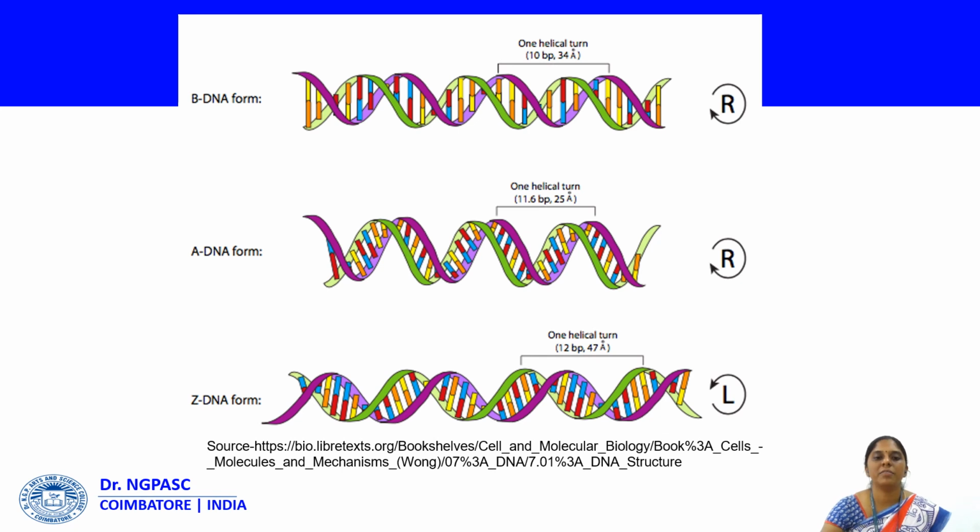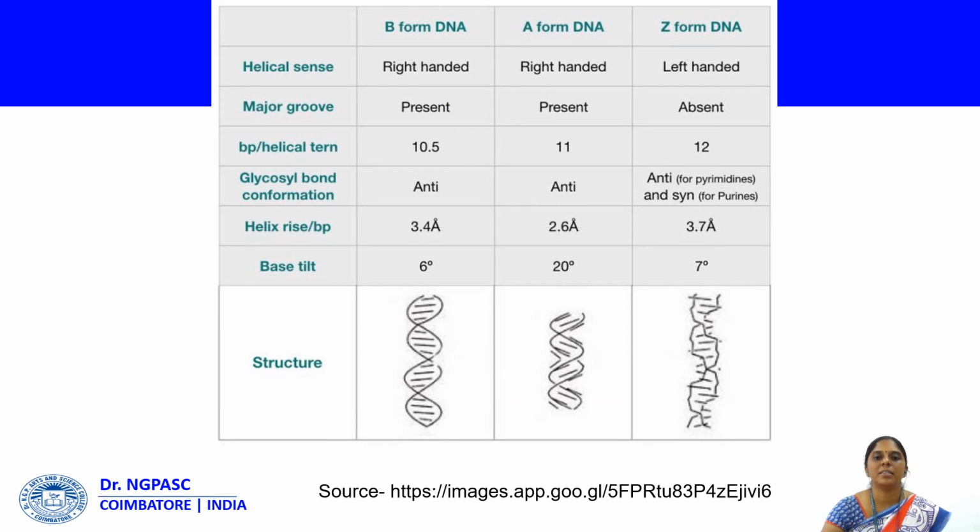In case of Z DNA, this is not in the normal shape. It will be in a zigzag manner. It will have 12 base pairs per turn. You can see here the zigzag DNA, the sugar phosphate backbone is not a regular double helical region, it zigzags. So here the B form and A form are right-handed, and the major groove is present in both forms of DNA.